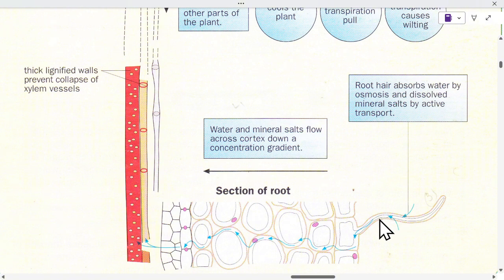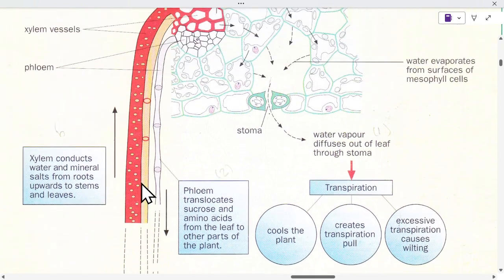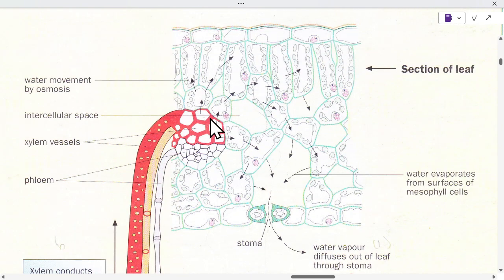Now the water and mineral salts flow across the cortex down a concentration gradient, that is from higher to lower, and it enters into the xylem vessel. From the xylem vessel, it moves upwards and opens up into the epidermal cells. Here the water comes out of the xylem vessel and covers the palisade cells and the spongy mesophyll cells, and then you can see the black arrows. Then excess water evaporates out of the stoma.